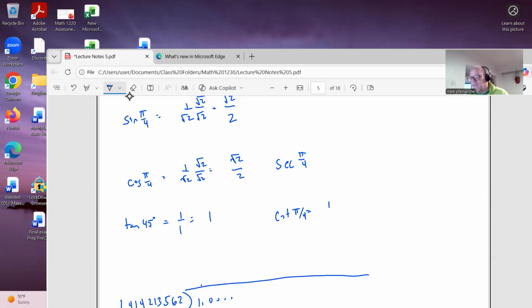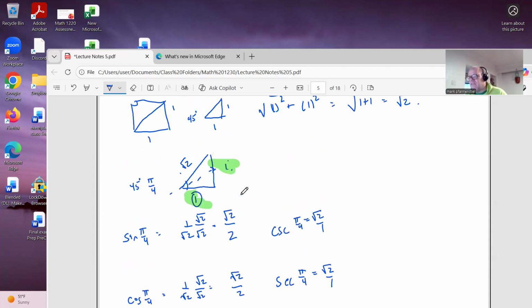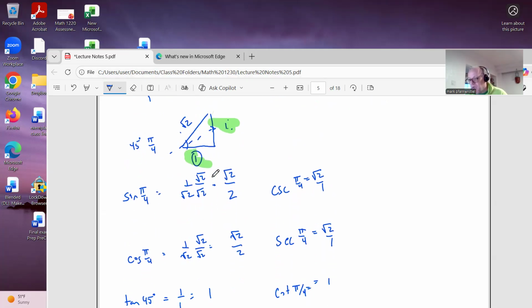Okay, instead of 1 over the square root of 2, it's going to be the square root of 2 over 1. We only have to rationalize denominators, not numerators, so you can leave this alone. And again, the cosecant of pi over 4 is going to be the reciprocal of the sine, so that's just going to be the square root of 2 over 1. Okay, and that's how these things go. So that is the special angle 45 degrees, or pi over 4.